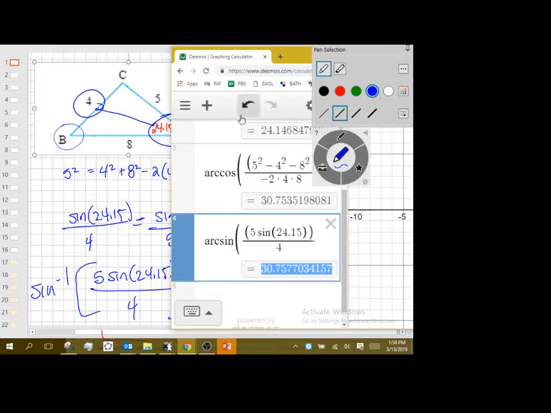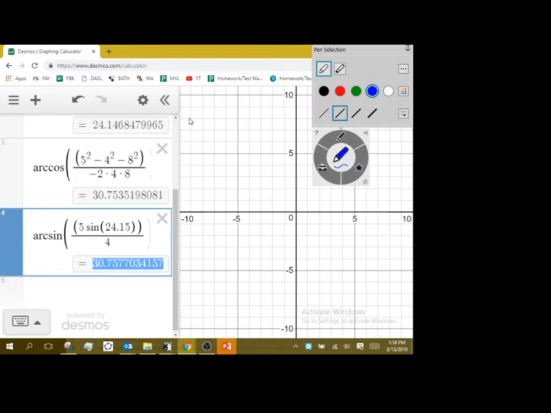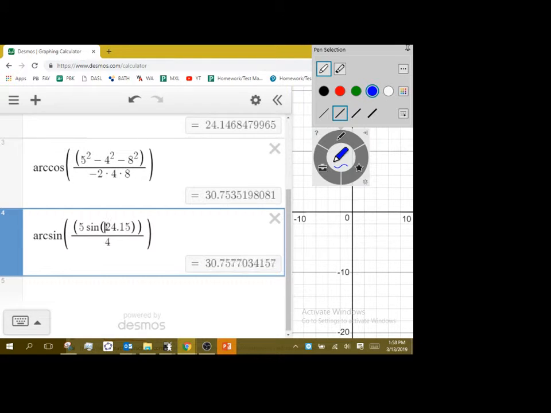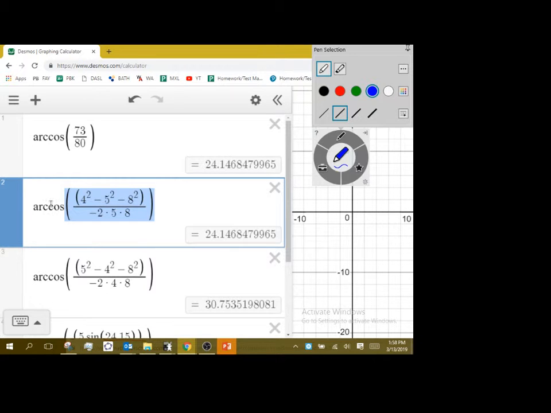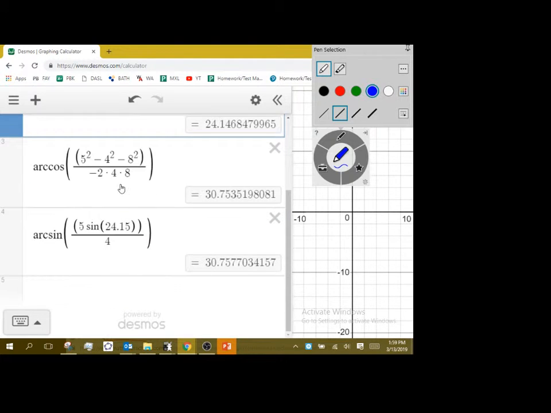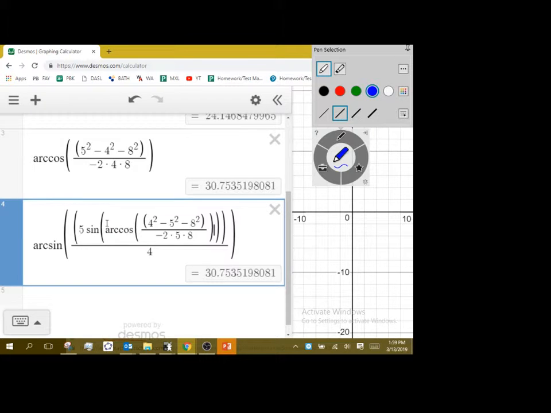Now, here's a question for you. Can I make it the same? I don't talk about this with any other classes today, but can I make it the same? This 24.15 number is this, isn't it? It's actually all of this. So let's see if I can copy that. And instead of putting 24.15 there, let's put that there. Okay, now that's ugly, right? But that is that angle, angle A. Is it now giving me the exact same answer that arc cosine gave me? Yeah.